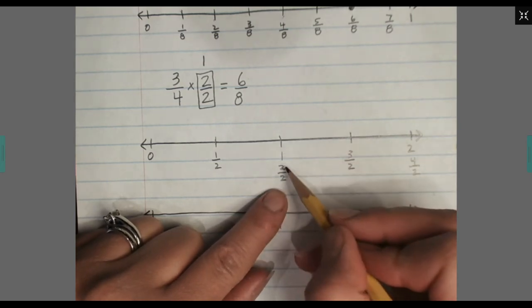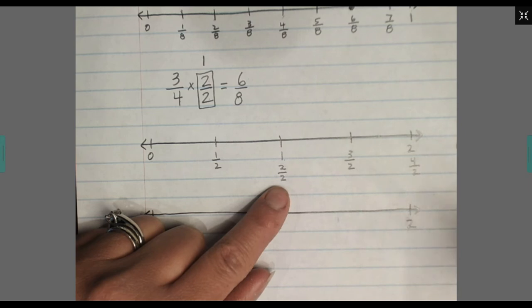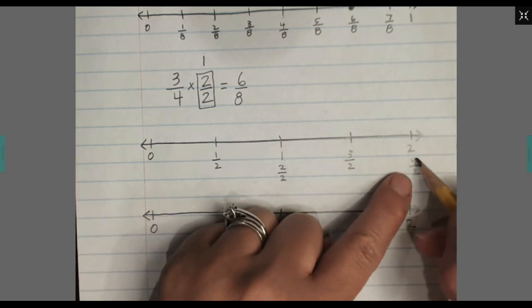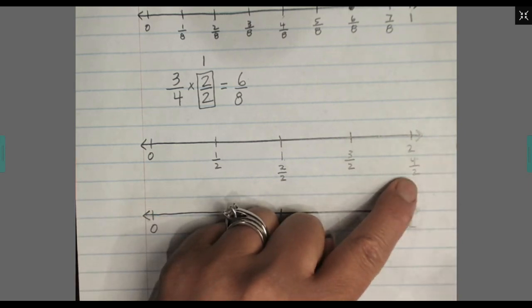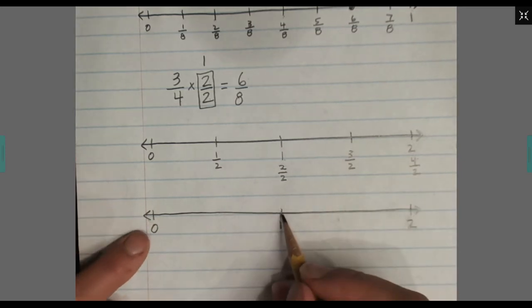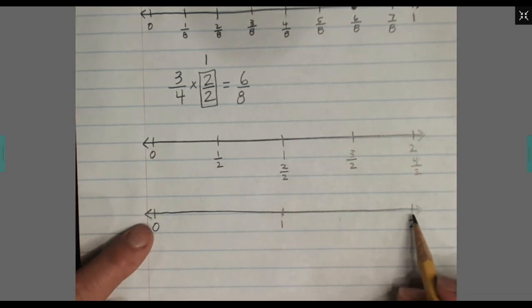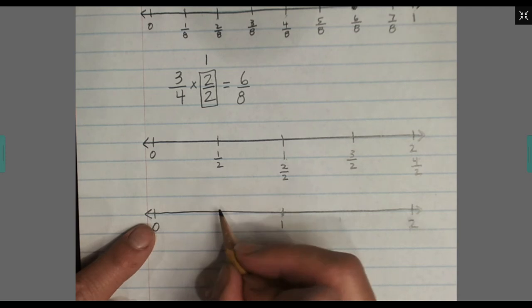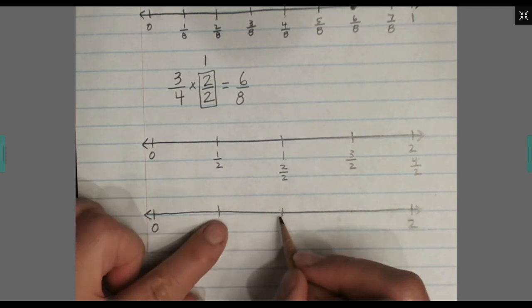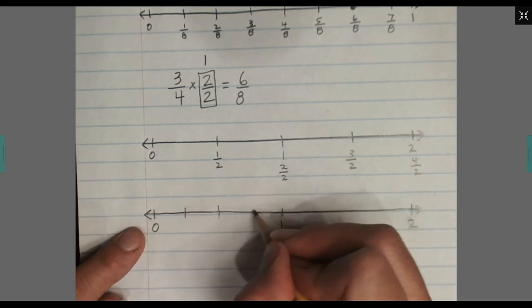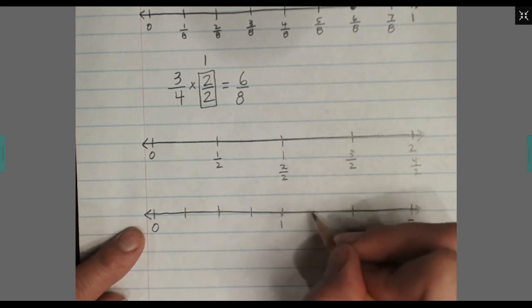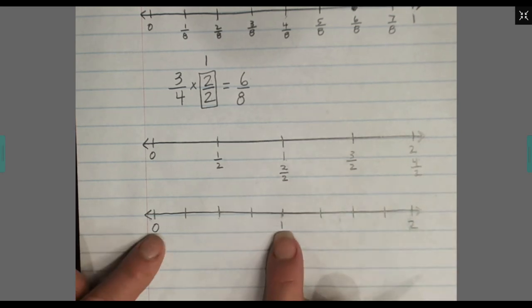That 2 divided by 2 is 1. The 4 divided by 2 is 2. Great. So now let's split this one into fourths. Divided into half. Each of these has to be split into 2 parts. Divided again, divided in half. Now I've got each of my wholes split into fourths.